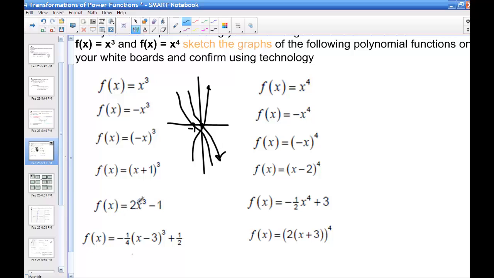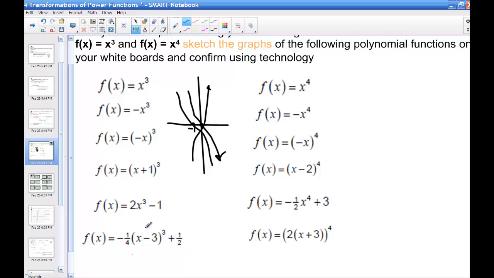Now, the next one, I have 2x cubed minus 1. I am vertically stretched. That means that I have to multiply my y values by 2. Not my x values, but y values by 2. And go down 1. Go down 1 on the y-axis. It's a vertical translation.